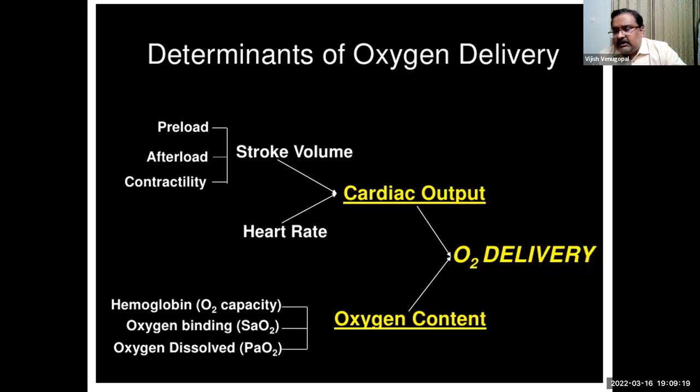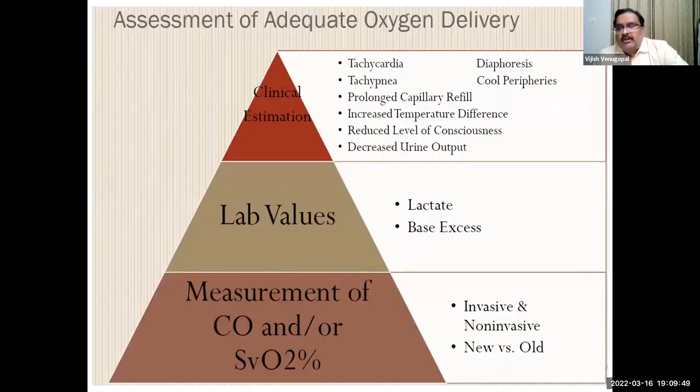Oxygen delivery is nothing but the product of cardiac output and oxygen content. Oxygen content is dependent on the hemoglobin content, the oxygen binding capacity of hemoglobin, and the dissolved oxygen in blood. Cardiac output is nothing but the product of stroke volume and heart rate. And stroke volume is dependent on afterload, preload, and contractility of the heart. So if we are able to monitor the preload, afterload, and contractility, we should be able to do good hemodynamic monitoring.